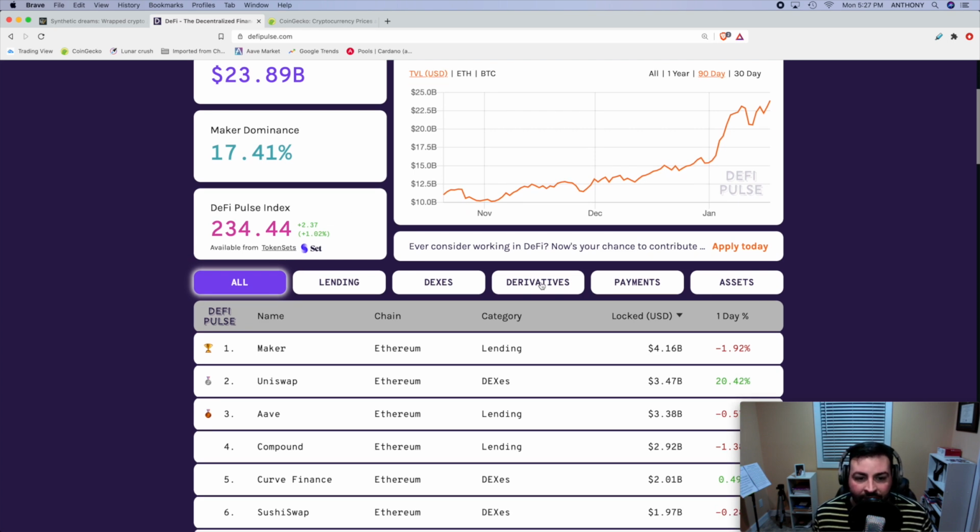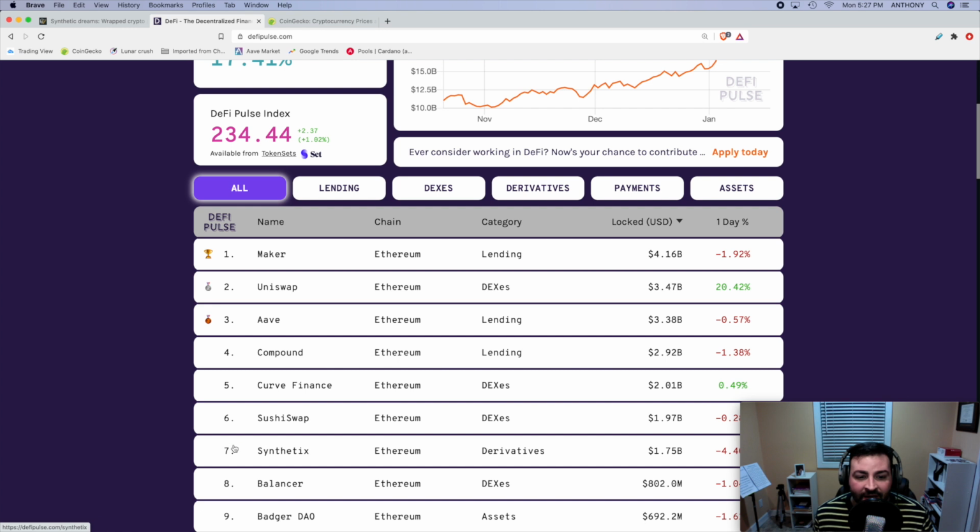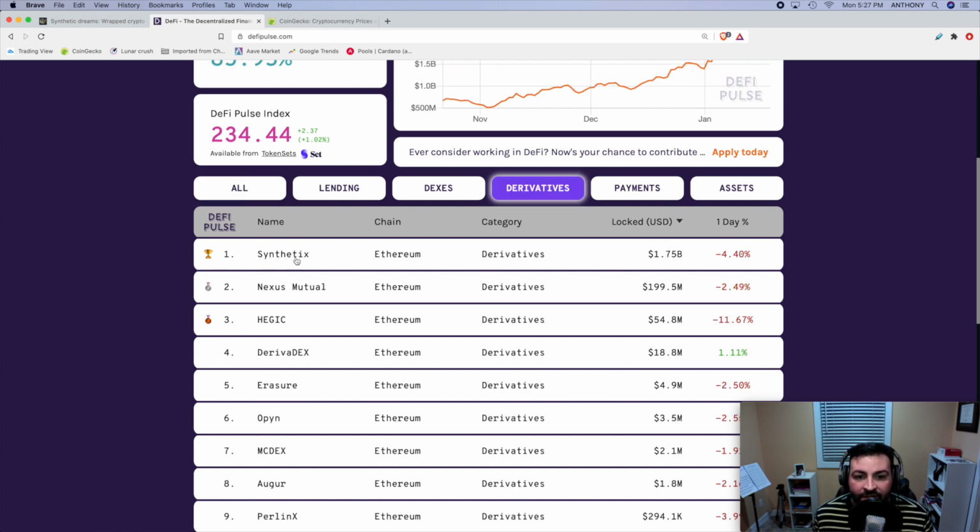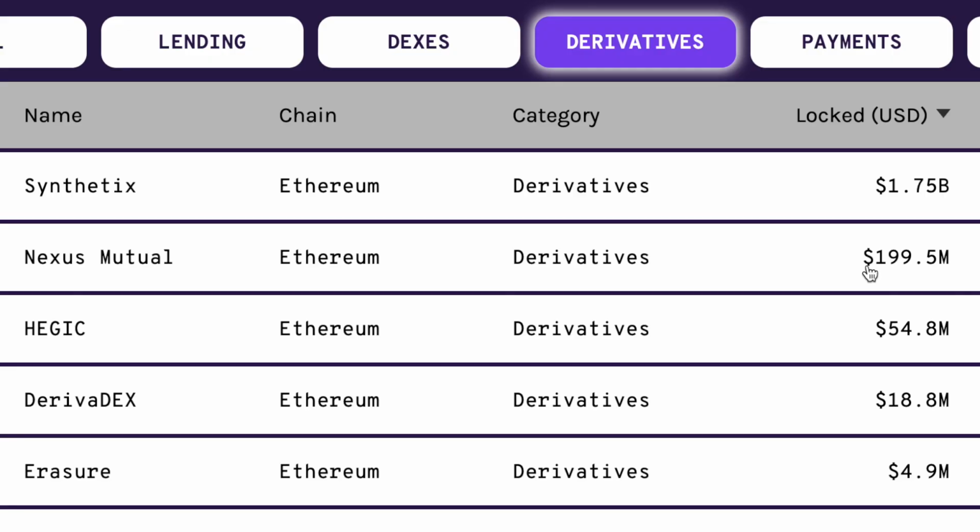click on derivatives, right? Well, first I'll just say this. Synthetix is number 7 overall, but if you click on derivatives, you'll see it's number 1. And if you look at the value locked in it, you'll see $1.75 billion. Now, the number 2 is only at roughly $200 million. So you can see Synthetix has a huge head start over all of these.